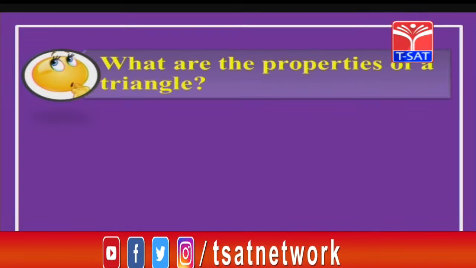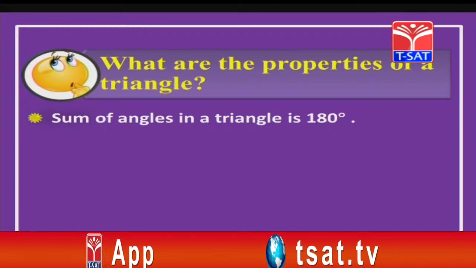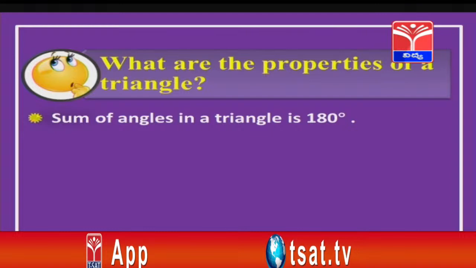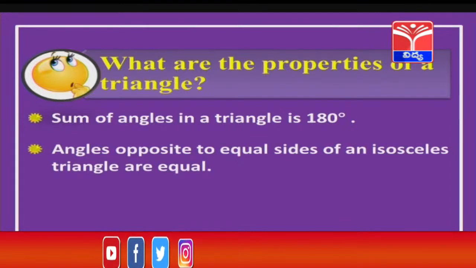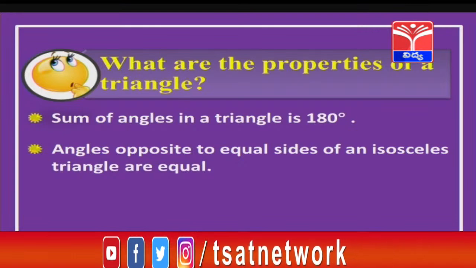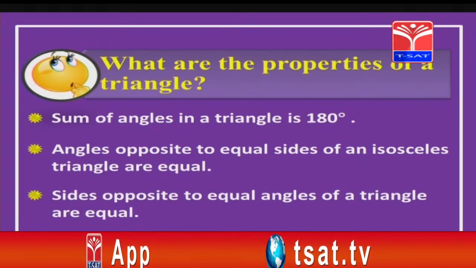Now, what are the properties of a triangle, children? Do you remember them? Yes. The first one is the sum of all angles in a triangle is 180 degrees. We call it the angle sum property of a triangle. And angles opposite to equal sides of an isosceles triangle are equal. And sides opposite to equal angles of a triangle are equal. Apart from this, you have a few more also, right children?